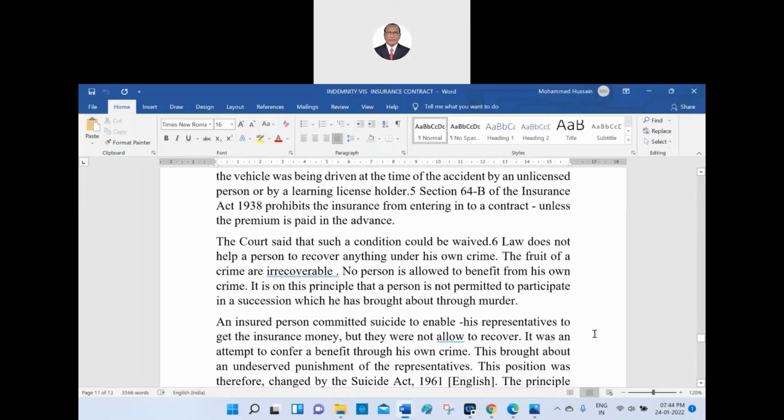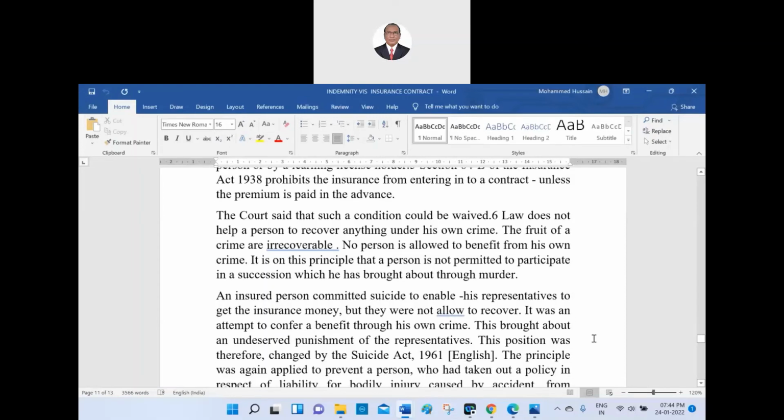It is on this principle that a person is not permitted to participate in a succession which he has brought about through murder. Suppose he is the only son of the proprietor, the sole person going to inherit the property, and he murders the father intentionally so that he could get the property. At that time the court sees that, and the boy, who is the sole heir, will be disinherited. Is it clear?